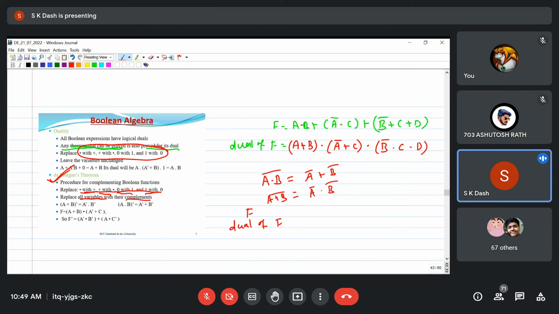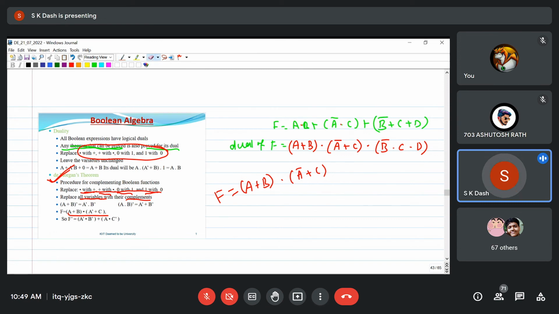Let us see an example. Suppose the function is given as a plus b dot a bar plus c. This is the function. We want to find out its complement. Then what to do? What will be f complement?